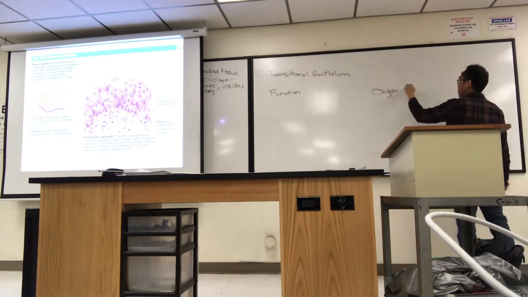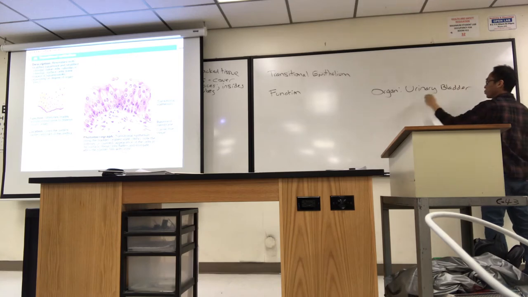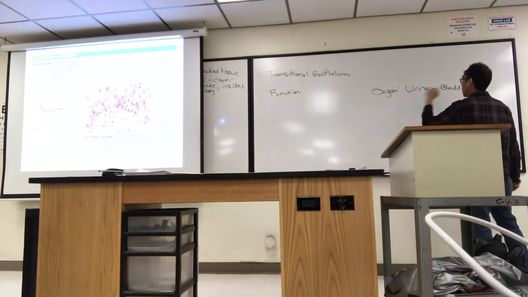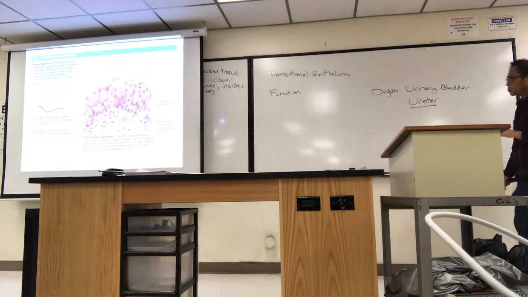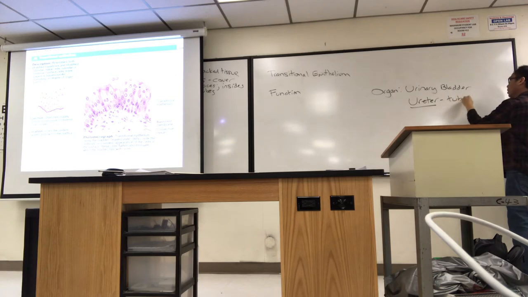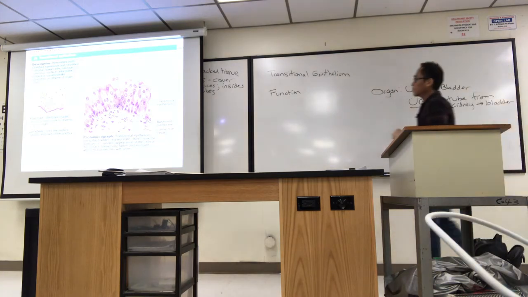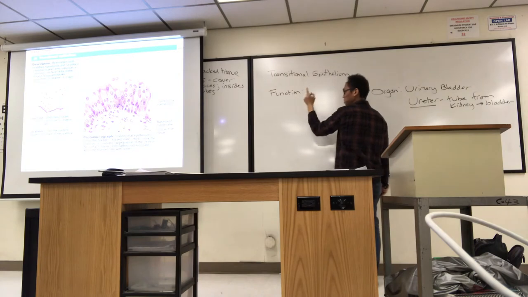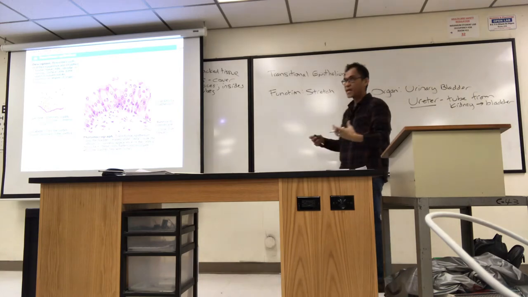Organ: urinary bladder. You also may see it in the ureter, which is another part of the urinary tract. The ureter is a tube that goes from kidney to the bladder, transporting the urine. It's distensible. This tissue can stretch. A stretch function, so it can hold a capacity of urine.